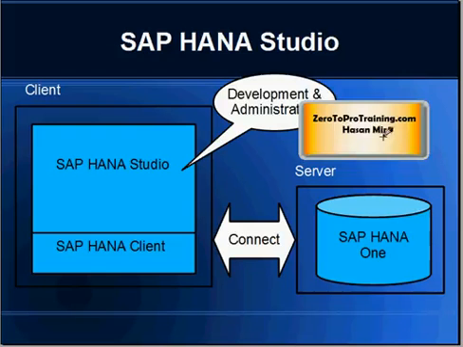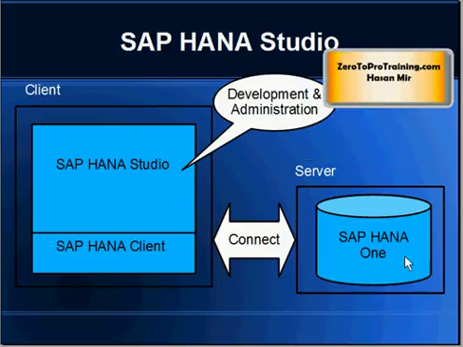So we already have SAP HANA 1 database up and running at Amazon Web Services on a Linux machine. We already have installed SAP HANA client on our Windows machine and it is working properly. We have verified its installation and now it's time to install SAP HANA Studio, which we will use as a development tool as well as for administration of SAP HANA 1 database.